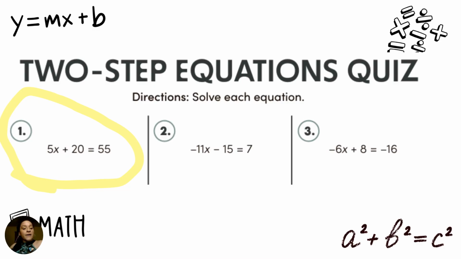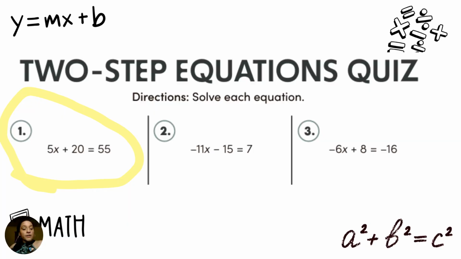Here we have 5x plus 20 equals 55. And so when I am explaining to students how to look at this problem, I really want them to understand that all they need to do in this first problem is find x. We need to find what x equals by using our math steps correctly in the correct order.